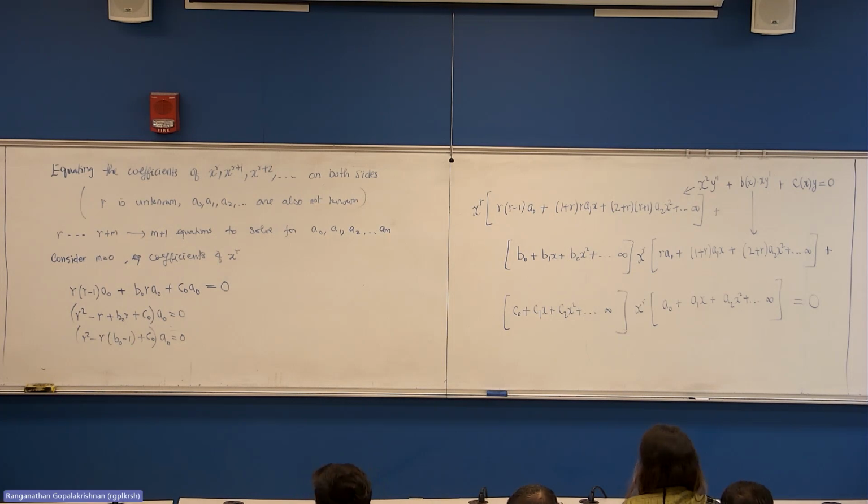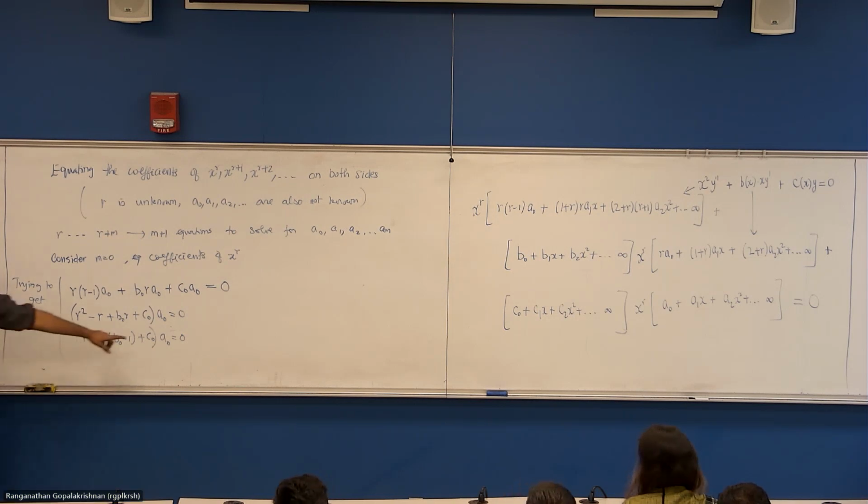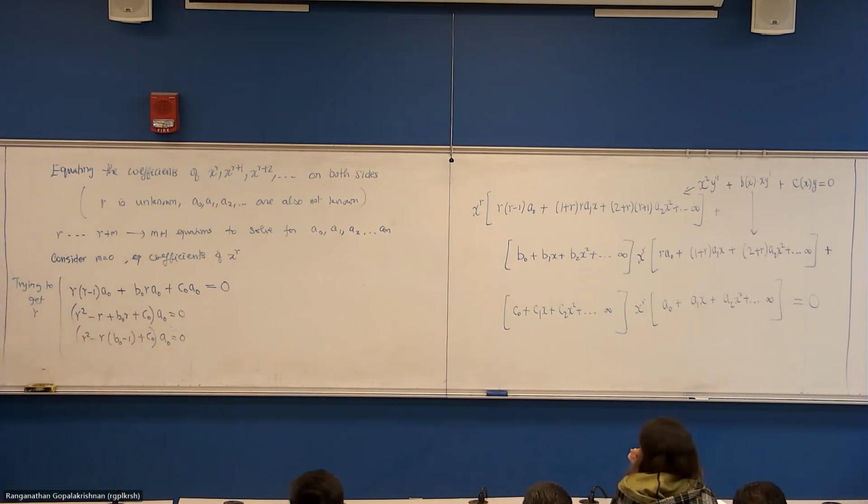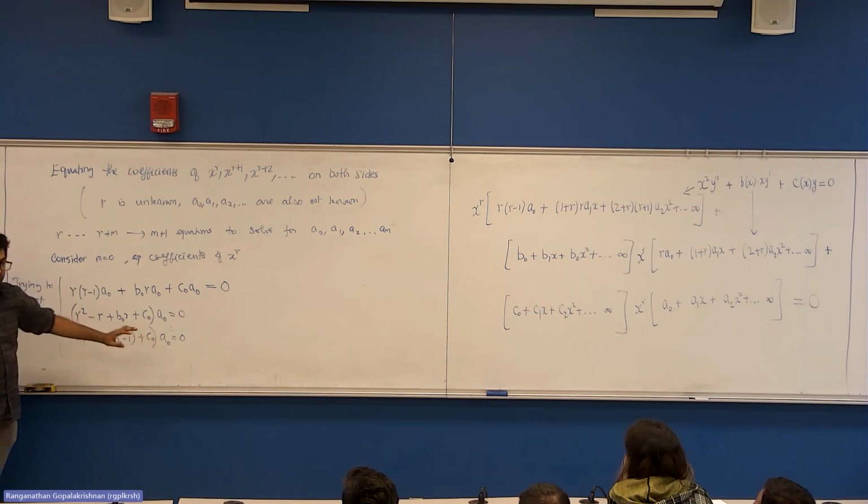You're trying to solve for r. Keep that in mind. We are trying to get r in this exercise. So it has come down to a quadratic equation, a quadratic in r multiplied by a0. Now, if I tell you for this Frobenius method to work at all, a0 must not be 0. If I'm making that as a precondition, what would the rationale be?